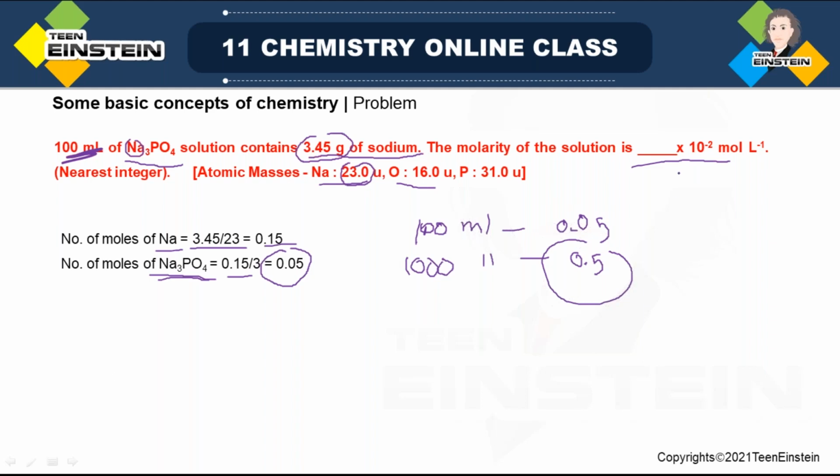But this is not your answer, because you have to arrange this answer in the format which is given in the question. So it is an integer type of problem. Now if you write 50 times 10 to the power minus 2, it is matching with this format. So this should be the answer. Okay. So we need 10 to the minus 2. That means you have to move the decimal towards the right hand side. So just shift 2 digits, it will be 50. So the answer is 50.